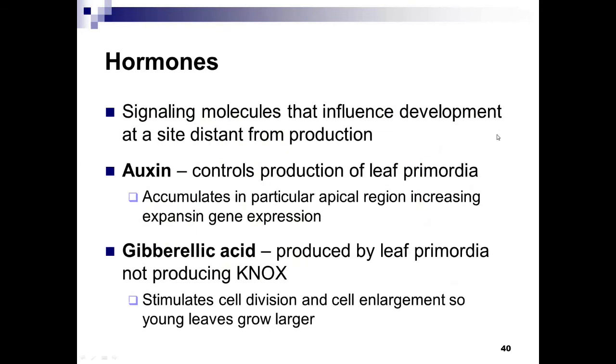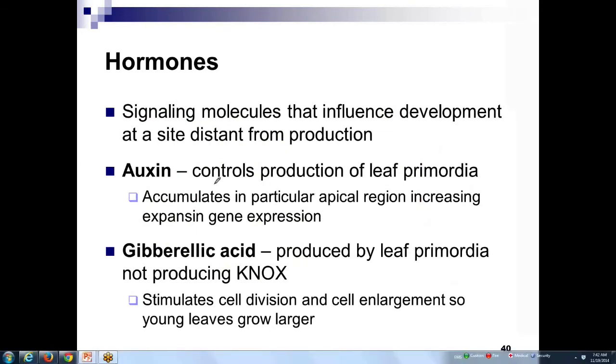Let's see if we can maybe touch on one last thing, a little bit on hormones. So hormones are going to cause so much of this growth and development. They are behind the scenes. They're causing the cells to become specialized, and they manipulate the destiny of so many cells. So hormones act as signaling molecules that influence development at a site distant from production. So, for example, we have hormones produced in the shoot apical meristem that actually act on areas far away from the shoot apical meristem. One of those hormones is called auxin.